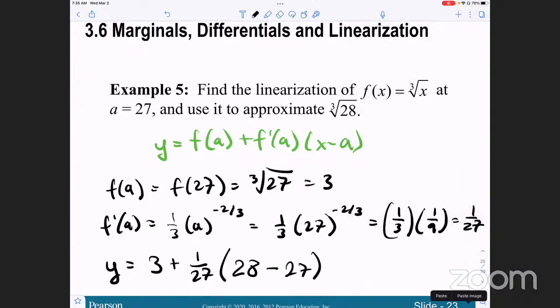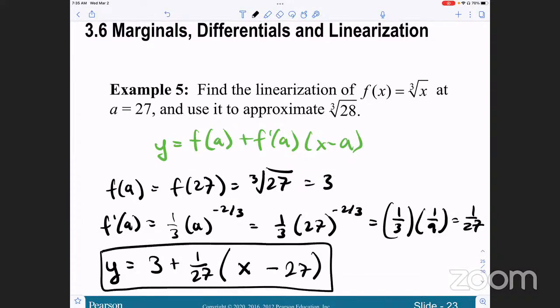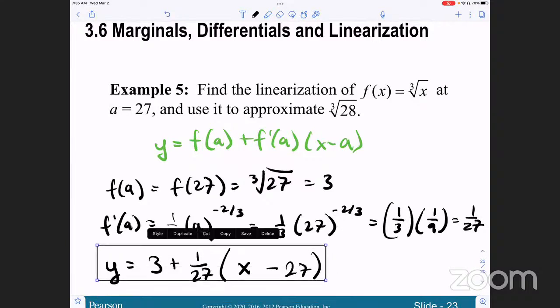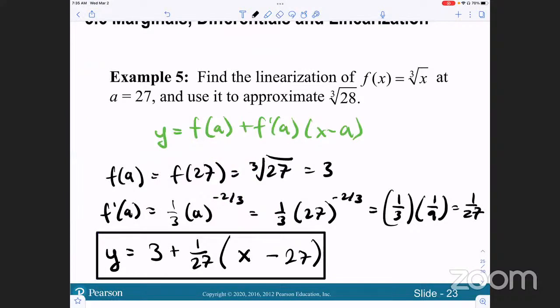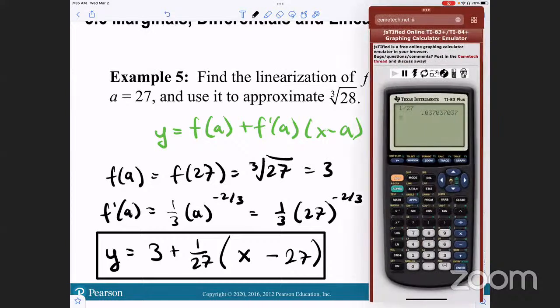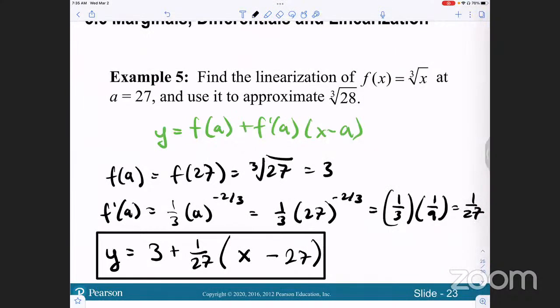So wait a minute. Oh, we wanted an equation, right? Because we want the equation of the line. All right, it should be this guy. So this is our linearization, the tangent line when x is 28. When x is 28, 0.037. So then we get 3.037, or in other words, 3 and 1 over 27.